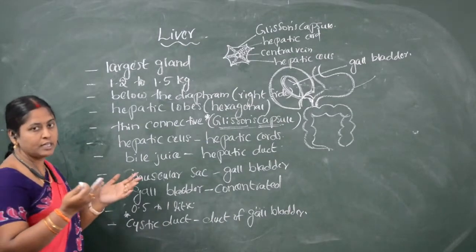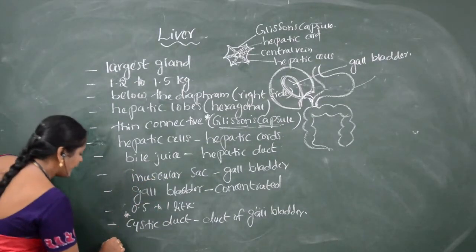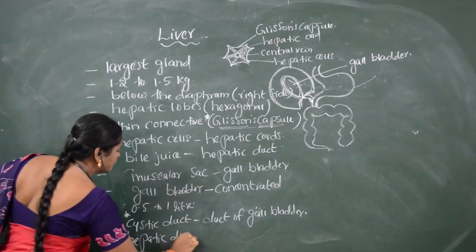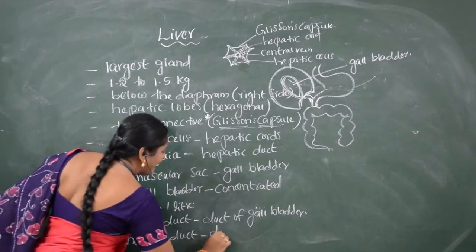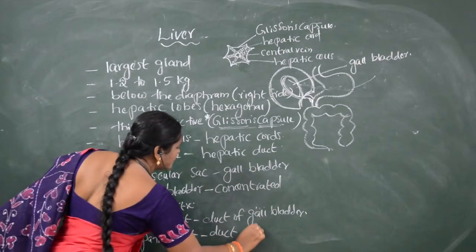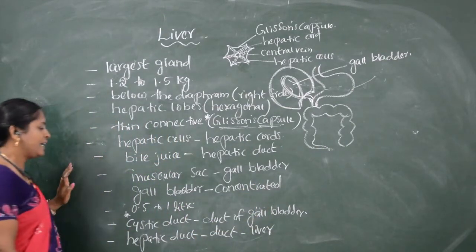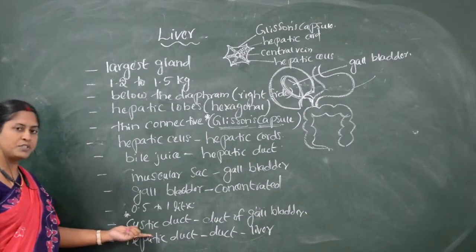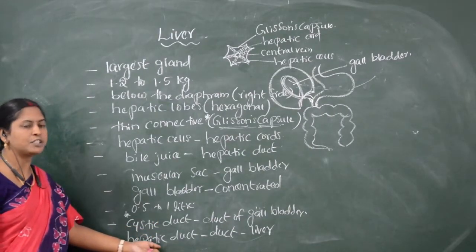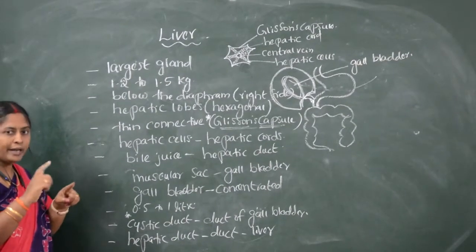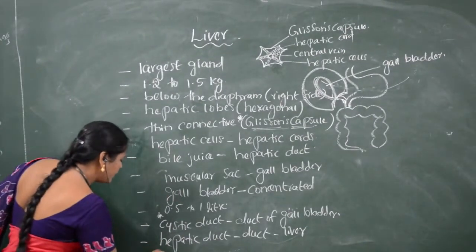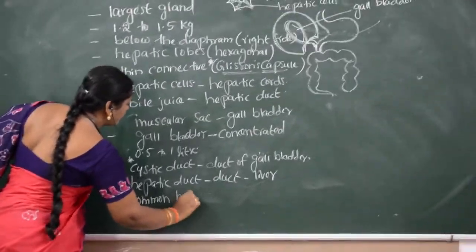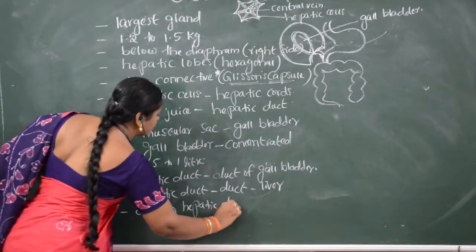Another duct is also there. What is the other duct? The other duct is called the hepatic duct. Hepatic duct is the duct which arises from the liver. So both the cystic duct as well as the hepatic duct unite together and form a common hepatic duct.